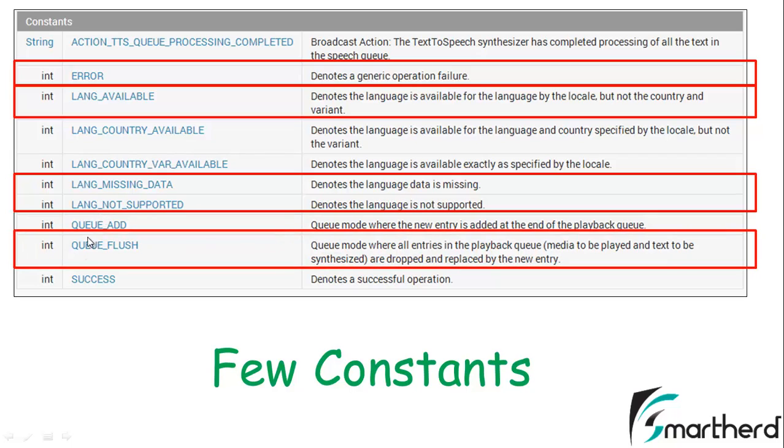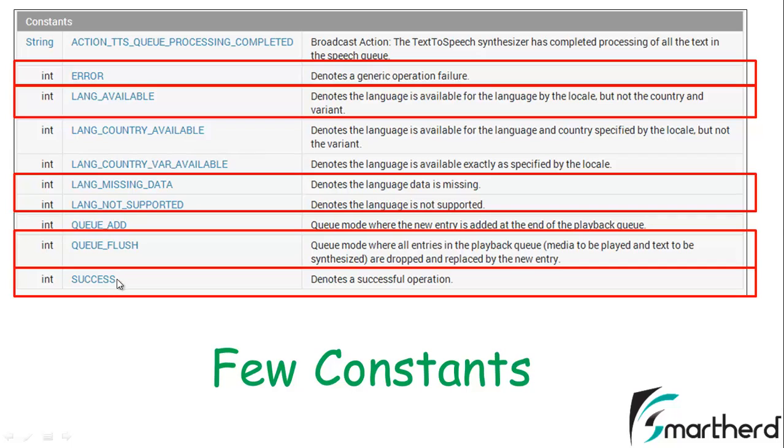Next comes QUEUE_FLUSH. This implies, suppose the user presses a button to convert a text into speech. Suppose your Android operating system is in the process of converting text into speech, and in the meantime the user presses a button again to convert another text into speech. Then what is going to happen? This QUEUE_FLUSH integer constant will help us flush out the previous text which was in the process of being converted into speech, and the new text will be added for the process of conversion. Now at last there is an int SUCCESS, which will help us know whether our operation is successful or not.